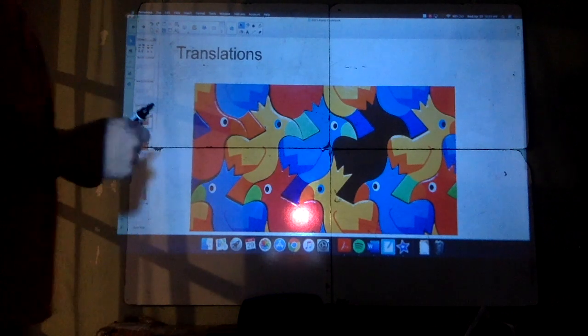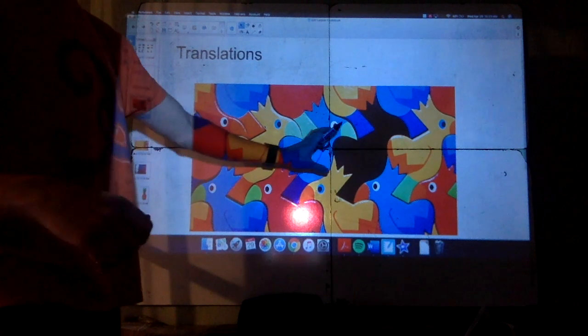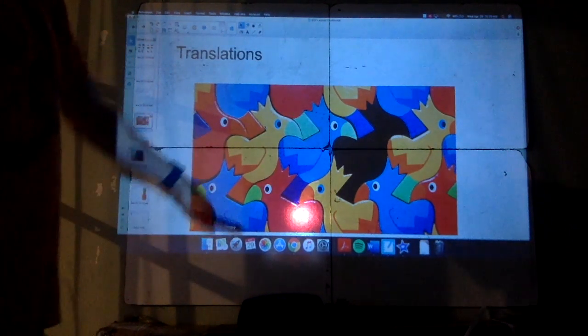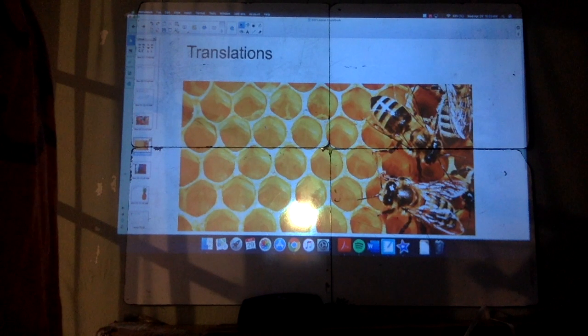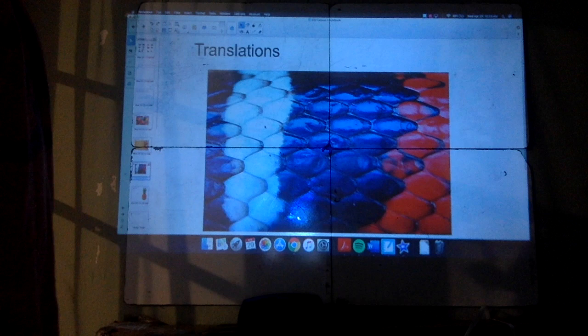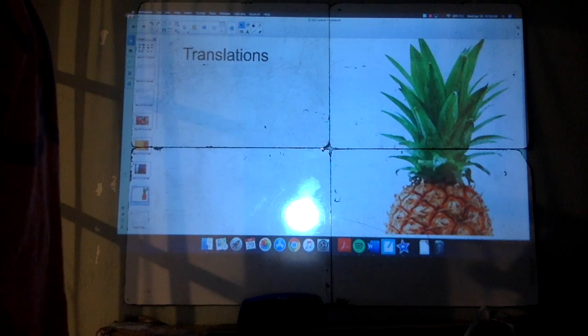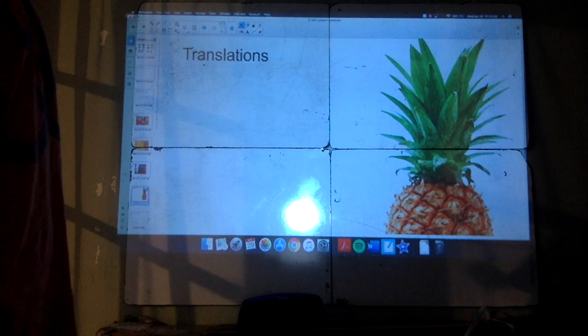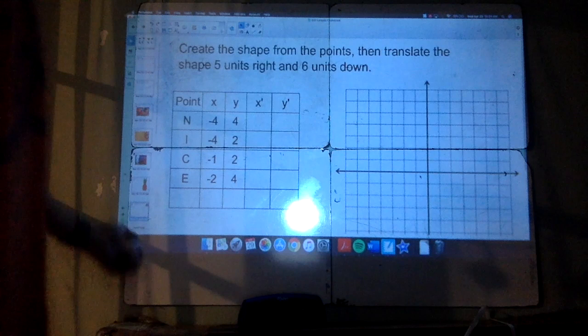So here's some examples of some translations where you see the birds there. It's just kind of slid the same shape in each of those, and it's also in the opposite direction. We also have honeycombs in a beehive. We have the scales on the snake are translations. All of these are the same shape, just moved around. We have these shapes on a pineapple right there. You can see all those shapes are translations.